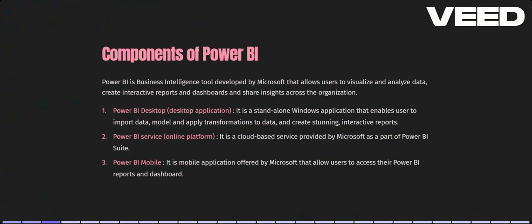Let's see the components of Power BI. Power BI is one of the business intelligence tools, as we have said, developed by Microsoft, and it allows us to visualize and analyze data, create interactive reports and dashboards, and share those insights across the organization. We have different components for Power BI. The first one is Power BI Desktop. The desktop application is available online. You can search in Google, then you will get the desktop application. You can just download it from there.